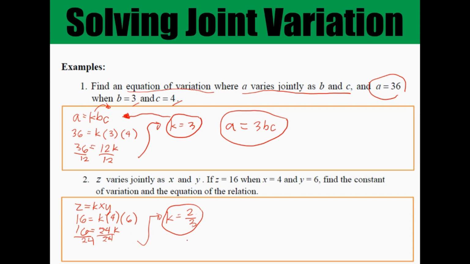Now, we have already the constant of variation, which is 2/3. Let us have the equation. Z equals 2/3 X, Y. Or, you can also write this as Z equals 2XY all over 3. So, they are just the same. Okay? So, ito na yung equation natin.